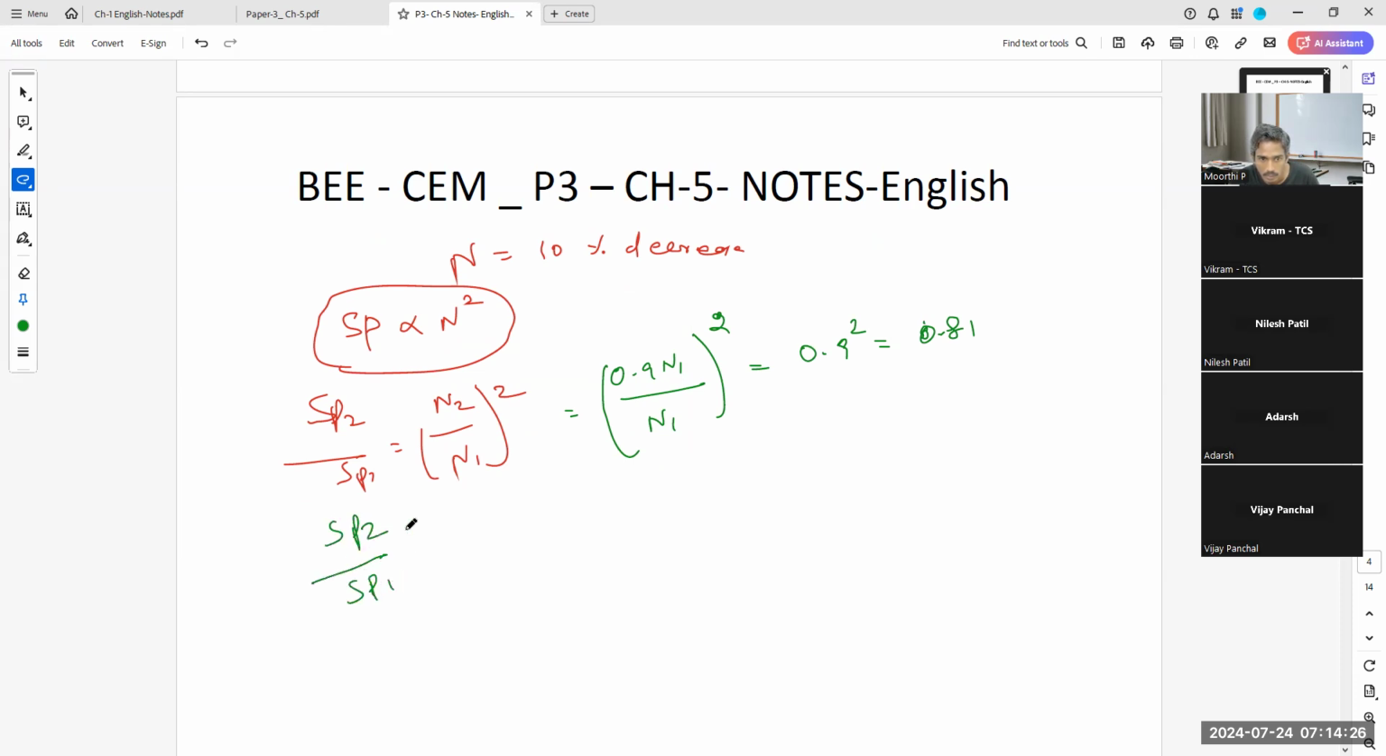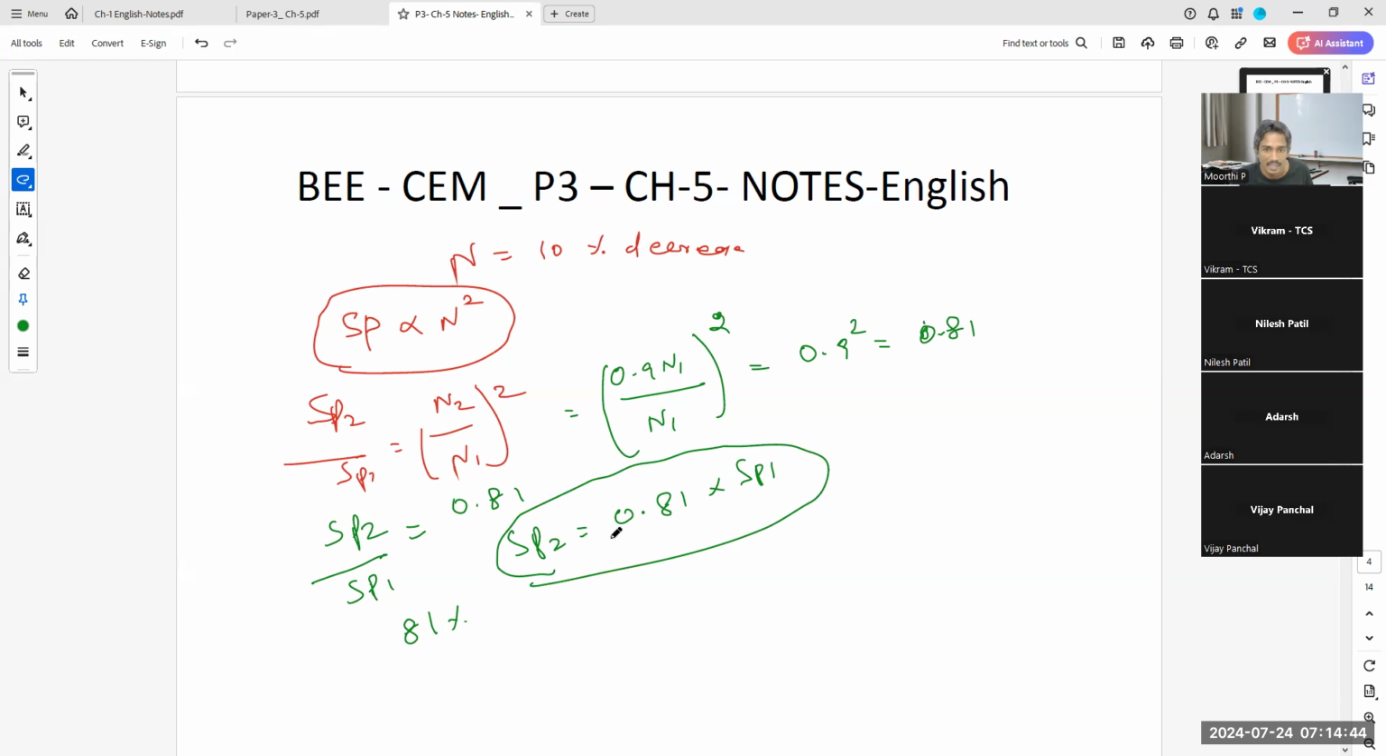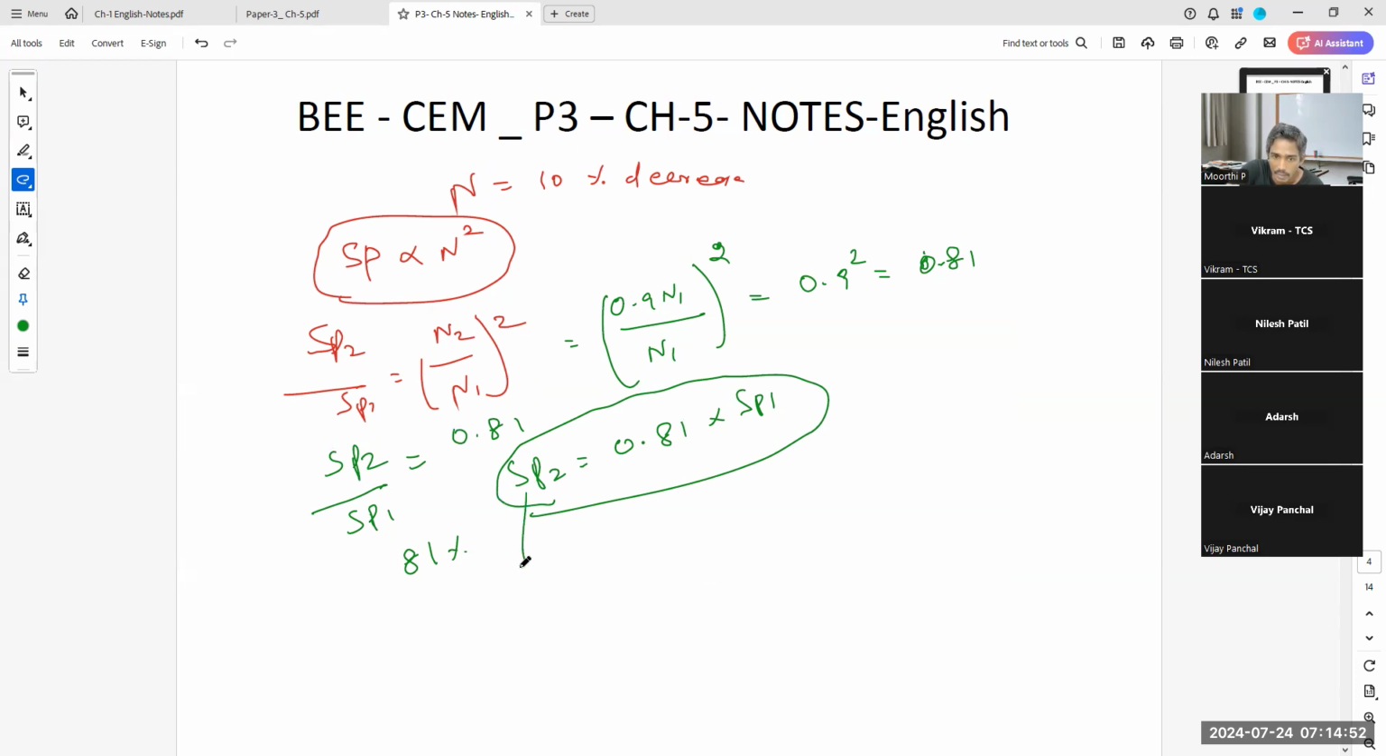SP2 equal to 0.81 times SP1. 0.81 means 81%, na? 81%. Okay. SP2 equal to 0.81 times of SP1. You understood this? That means 81%. How much percentage reduction? This is original, this is final. This is the final pressure. Final pressure, how much reduction from original pressure?